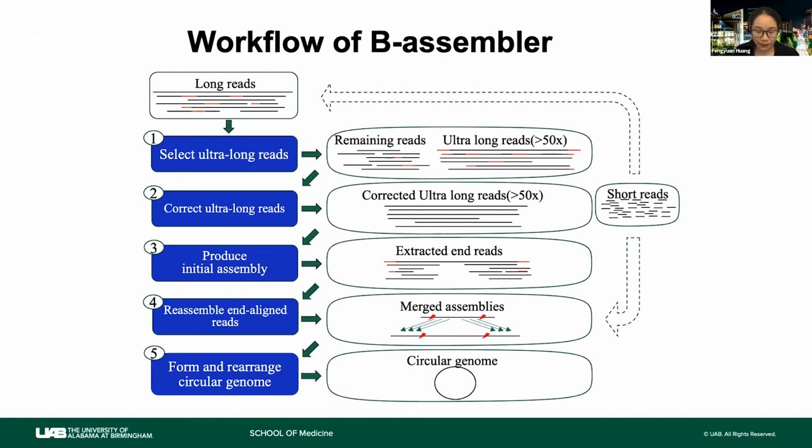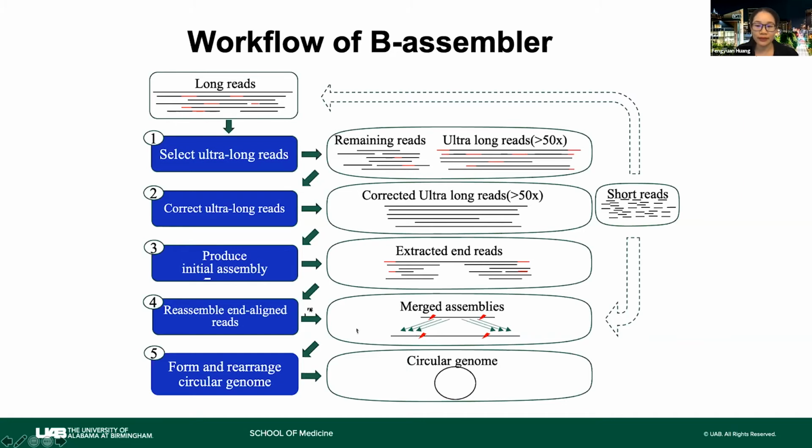Bacsembler accepts only long reads or hybrid reads. In long-read-only mode, it first selects the longest reads that cover about 50x of the genome and corrects the selected long reads with the remaining reads to produce an initial assembly. Then the two ends of the initial assembly are reassembled with a subset of reads that map to the end regions, and the contigs generated from the end reads replace the two ends of the initial contig. After merging these parts, we get a complete and circular assembly.